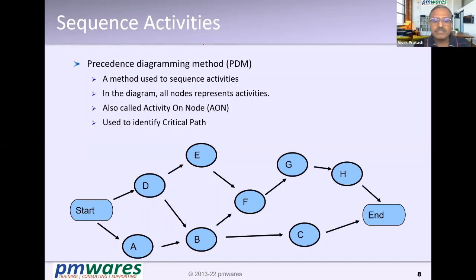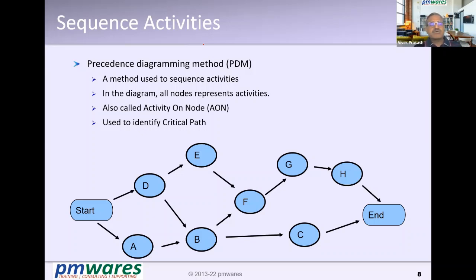By sequencing, you will get this kind of network diagram. We call it a network diagram. What it says: E will happen after D, B will happen after D and A. So what are A, B, C, D? A, B, C, D, E, F, G are activities, and the arrows show dependencies. So B can only start when D and A are finished. F can start when E and B are completed. C can start when B is completed.